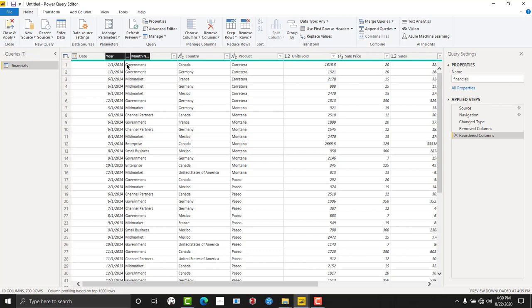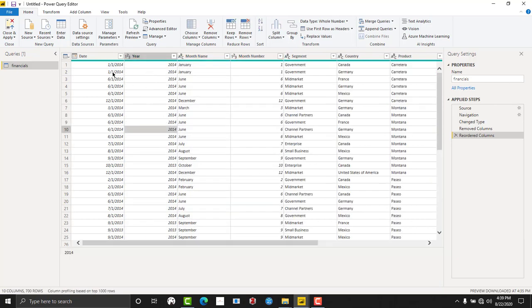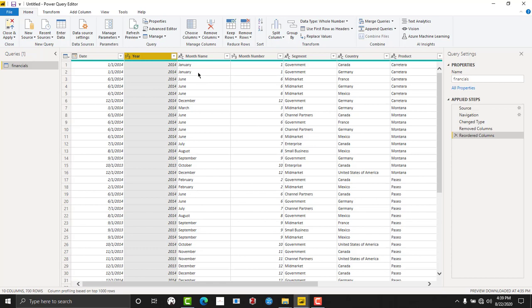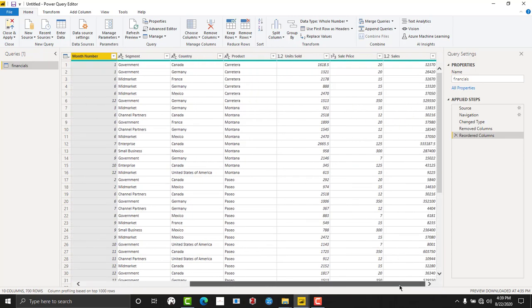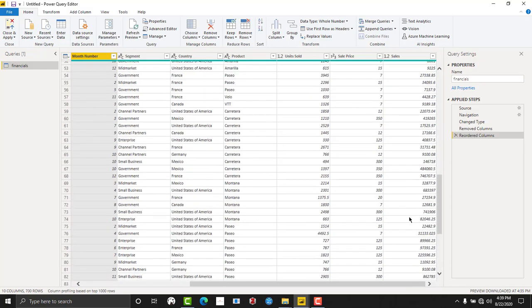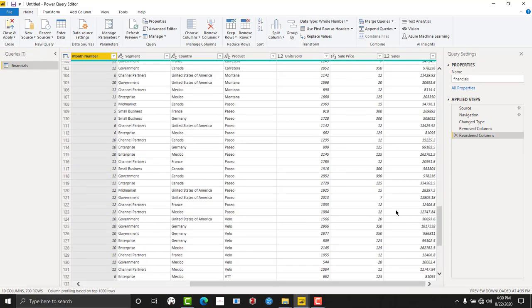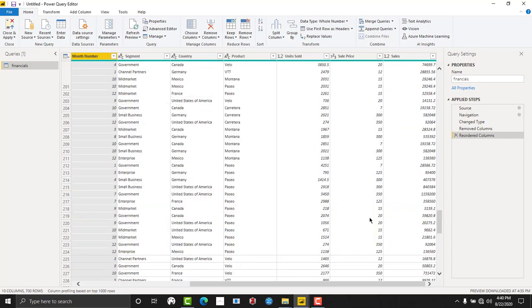So I can leave them here, like the date is the year, this, and then month number, and that's okay. That's cool. So I think we are really okay with this one, so we can go ahead and start with some visualization building and that.